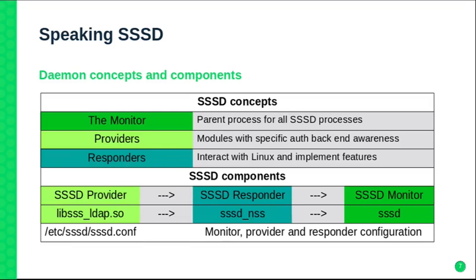The name service switch framework resolves usernames and group names with UIDs and GIDs. So when I give you a UID of 601, I mean this user. So that's what NSS does.